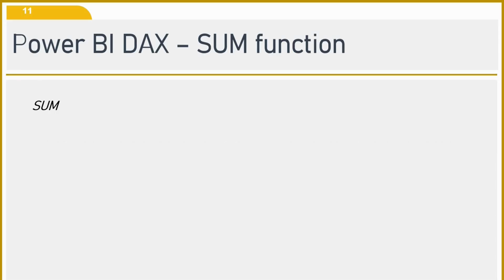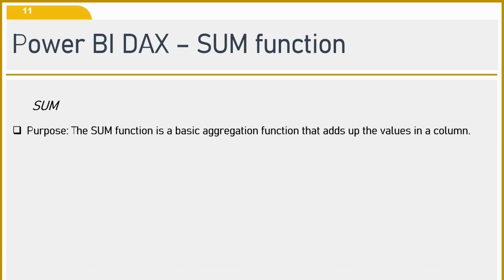As you all know, the SUM function is a basic aggregation function that adds up the values in a column. If I want to look at the total of a column, we can use the SUM function. In Power BI, using SUM is very simple. The syntax is just typing SUM and then giving the column name.